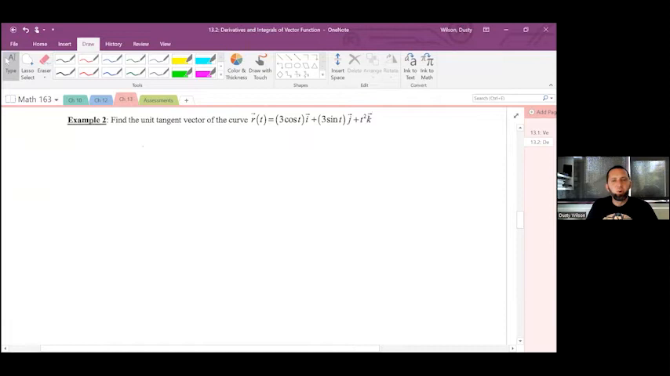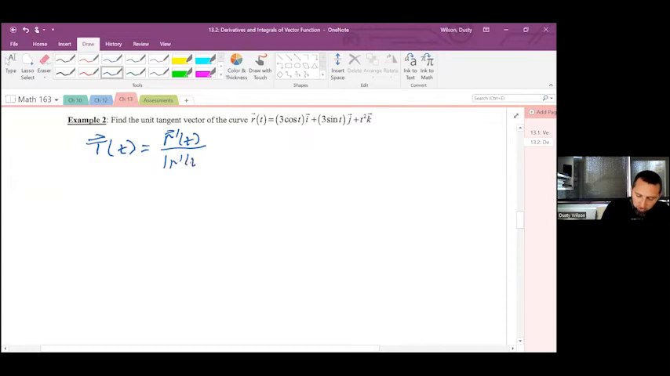In example 2, we are asked to find the unit tangent vector of the curve r of t equal to 3 cosine t i plus 3 sine t j plus t squared k. So to do this, let's begin by recalling our formula. So remember, the unit tangent vector is equal to r prime of t divided by the magnitude of r prime of t. And this is a formula that you will want to have memorized.